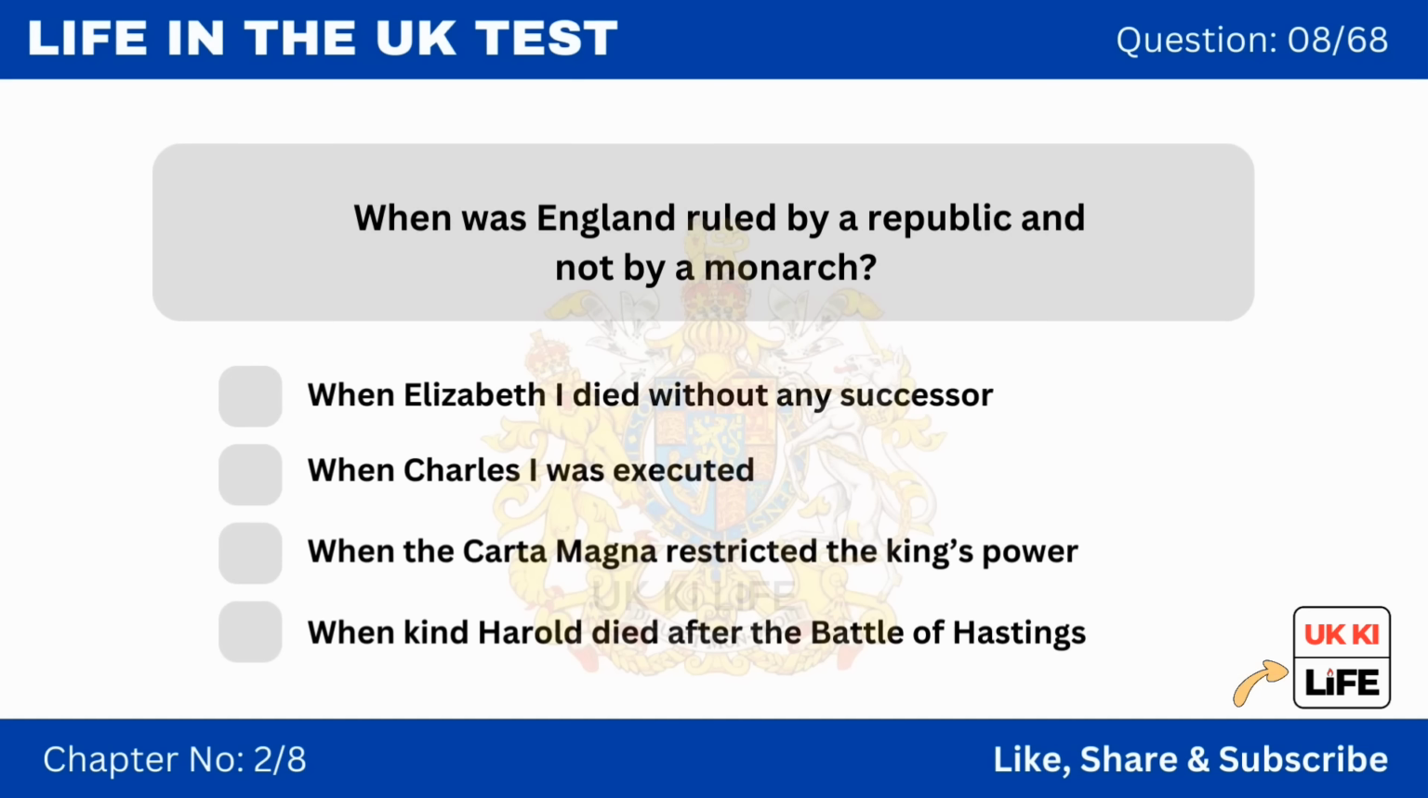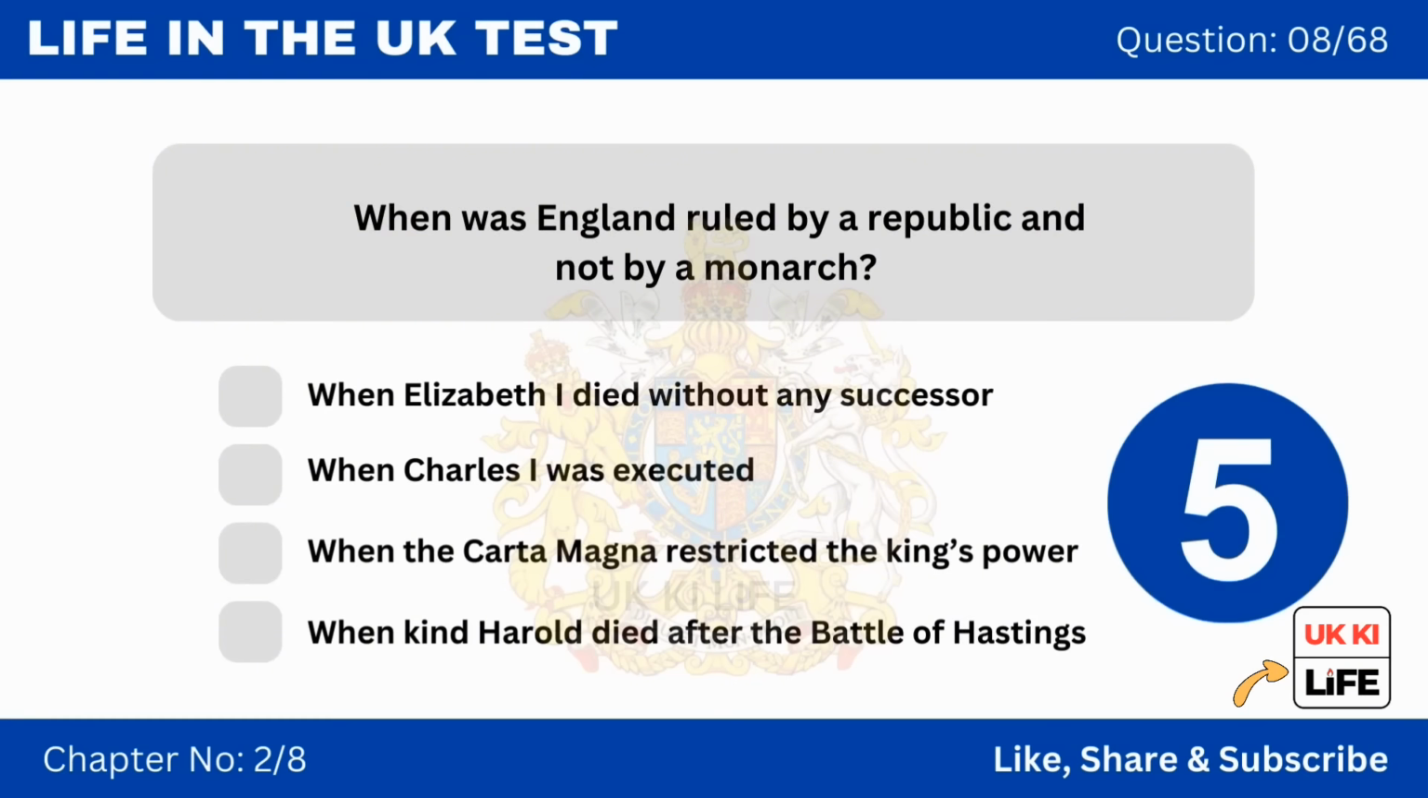Question 8. When was England ruled by a republic and not by a monarch? When Elizabeth I died without any successor. When Charles I was executed. When the Magna Carta restricted the king's power. When King Harold died after the Battle of Hastings.